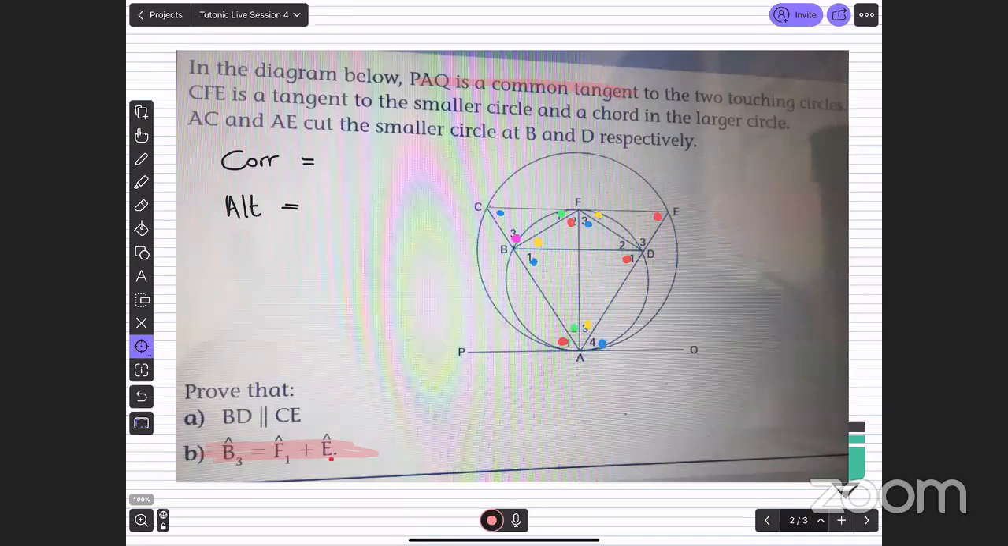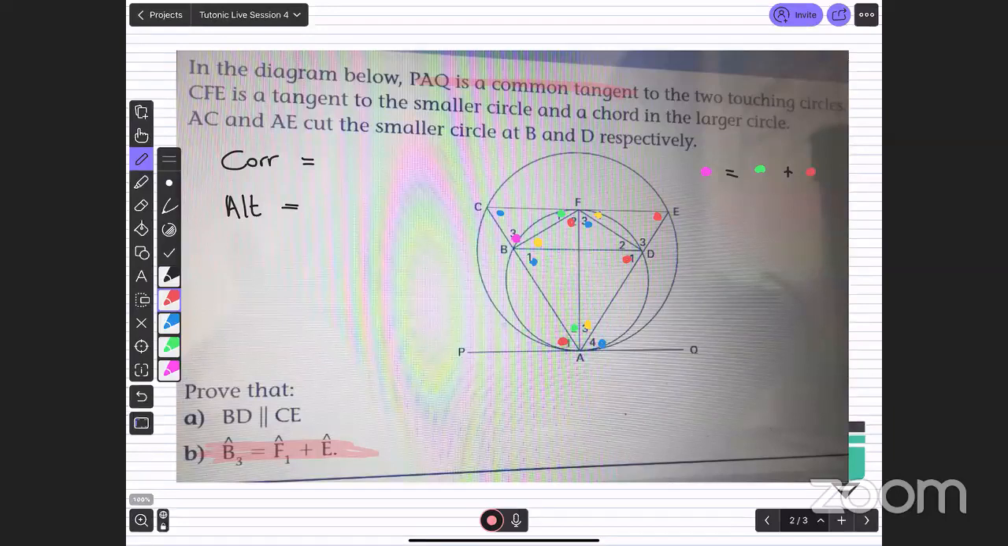So where's F1? F1 is here and E is there. So basically it's asking you to show that the purple equals the green plus the red. Isn't it green plus the red, right? So do you see how nice it is when you use colors? Because then you just have to find the green and the red.